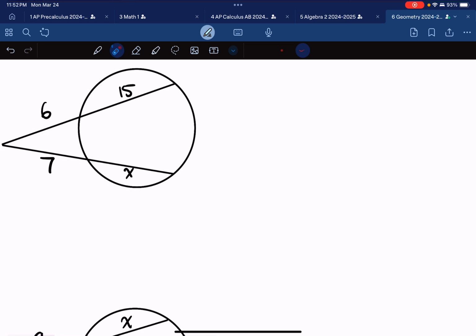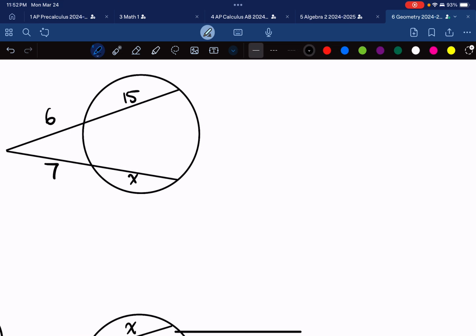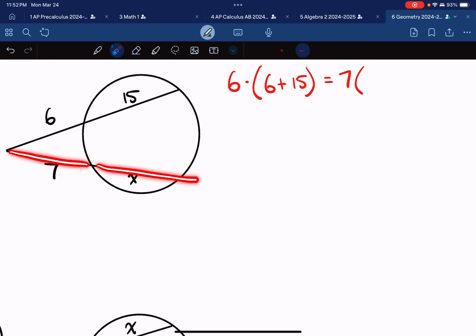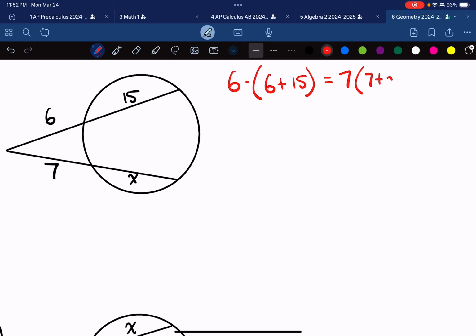So for number 1, I would have to say, okay, the tip here is going to be 6, and you need to multiply by the entire length, which is 6 plus 15. And that's going to be equal to 7 times the entire length, which again, you add together the 7 and the x, we say 7 plus x. Okay, there's our equation. We just need to solve it.